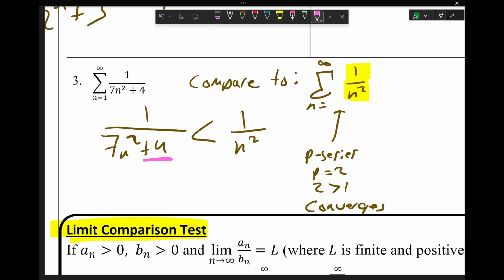Okay, so that's good for this. If you multiply something in your denominator by 7, does that make your denominator bigger or smaller? Bigger, which makes your fraction smaller. So both the plus 4 and the times 7 make this side smaller than this. So if this guy converges and this guy's less than that, this guy also converges.